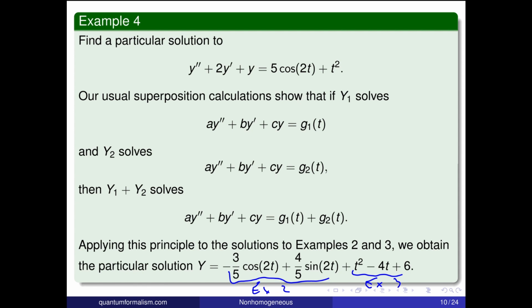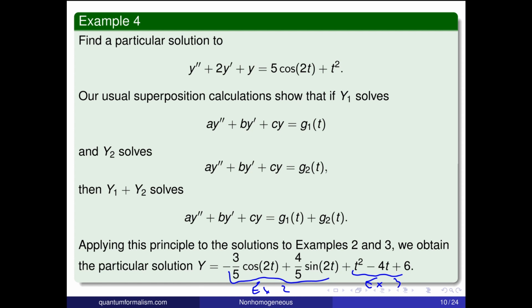All right, so basically this says you can treat each term on the right-hand side of your differential equation separately if it makes things easier. So you can just figure out a correct guess for each term that appears on the right-hand side and then add all of those things together. So that makes things a lot easier.